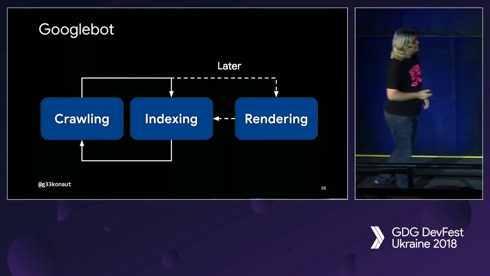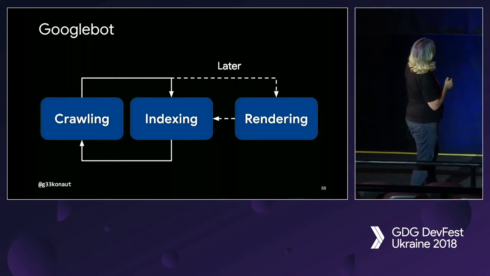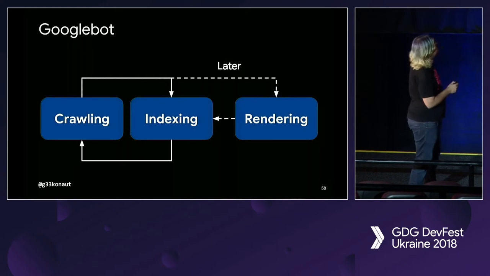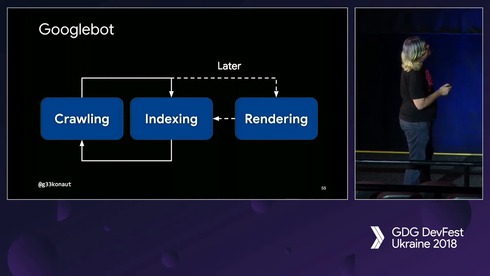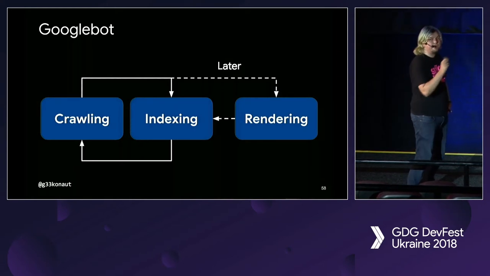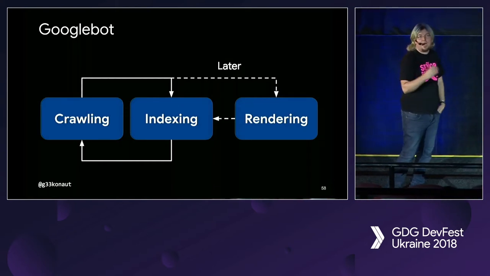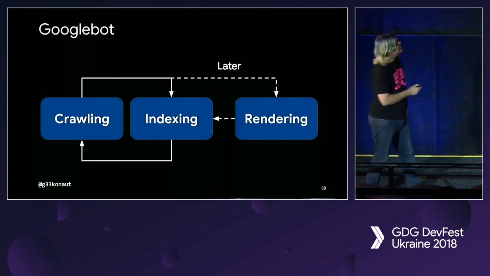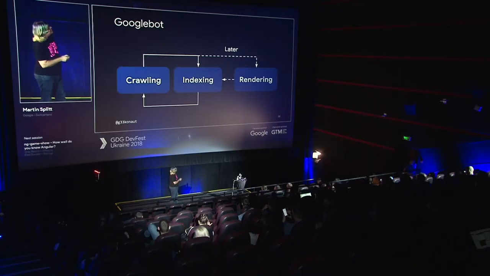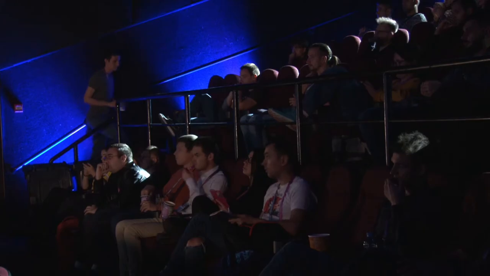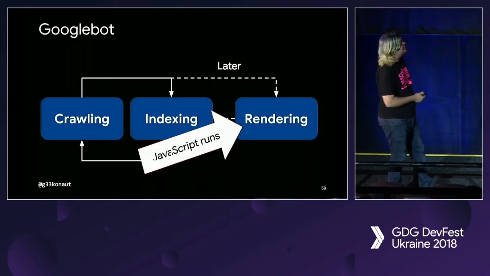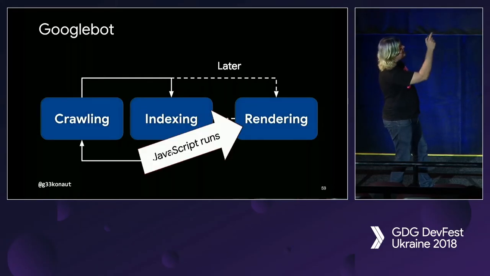So basically what we do, we crawl your page and all the content that you give us gets into the index. And if we then see that there's potentially more with JavaScript, later when we have the resources, and later can be anything from within minutes to hours to days, we come back and render your page using JavaScript. So we execute the JavaScript that is on your page. Once we're done with that, we get a second round of indexing.